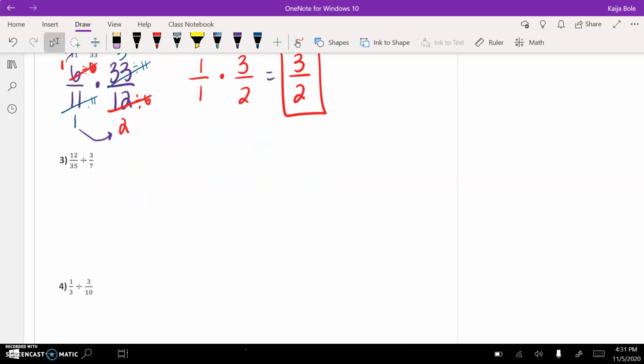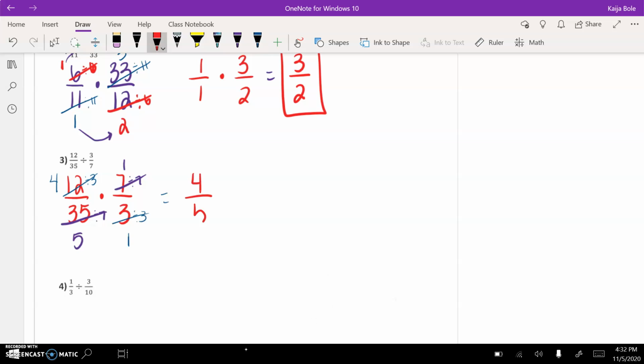Number 3 here, 12/35 divided by 3/7. 12 over 35 times 7 over 3. Now I can cross divide both ways here. So I can divide 7 and 35 by 7. So that becomes a 1. 35 divided by 7 is 5. 12 and 3, I can divide both of these by 3. So 3 divided by 3 is 1. 12 divided by 3 is 4. So now I'm multiplying my new numbers here. So 4 times 1 is 4 over 5 times 1 is 5.